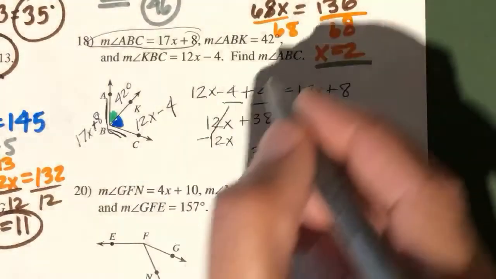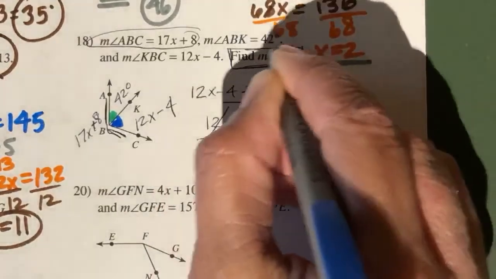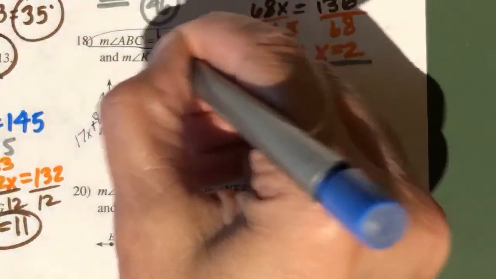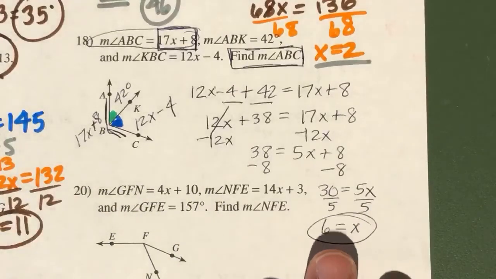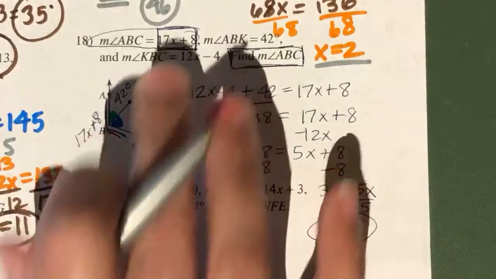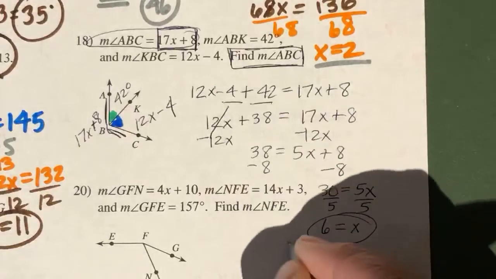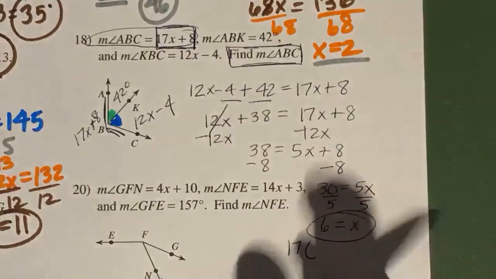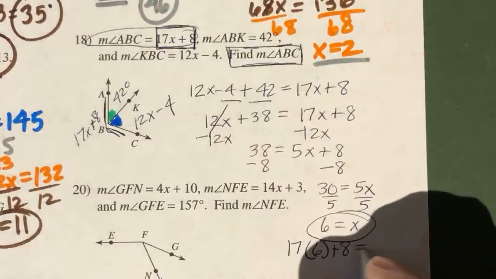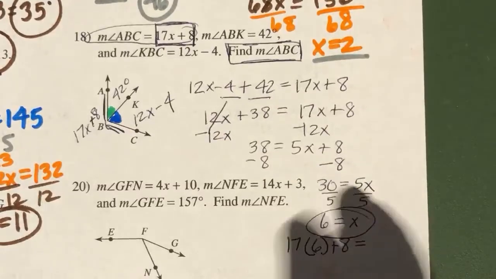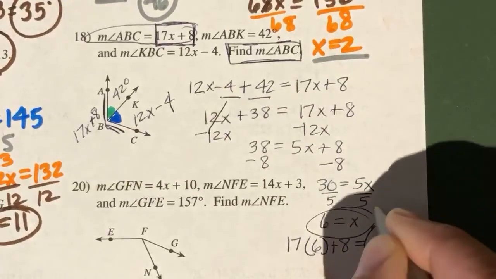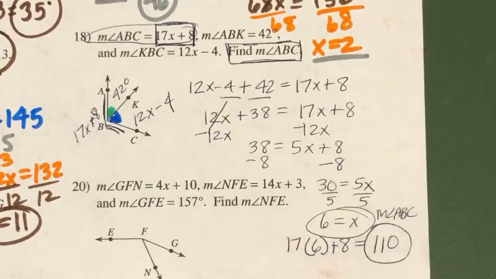But what the question is actually asking is, what is the measure of ABC? Well, ABC is this, right? 17x plus 8. So I know x already. X is 6. So I'm going to take that 6 and plug it into 17x plus 8. So I'm going to do 17 times, instead of x, I'm going to plug in 6, plus 8. And that's going to be 6 times 17 is 102, plus 8 is 110. So that is the measure of angle ABC. So hopefully that makes sense and that helps out.